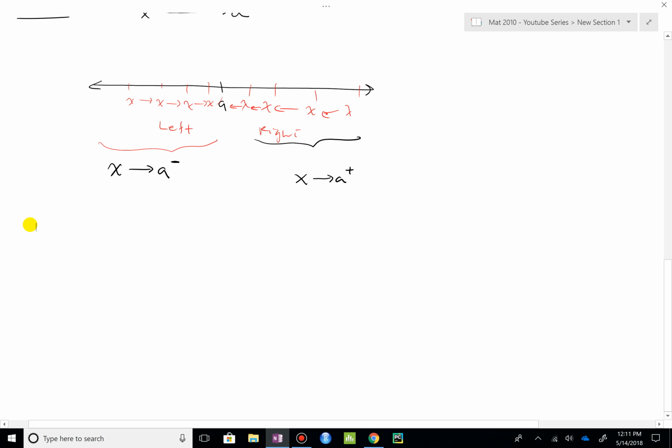I say, what happens to the outputs, right? And how do we write outputs again? F of x. Oh my God, I can't type today. Can't spell, can't type. What am I going to do? As the input x approaches, which would be that little arrow, 2.